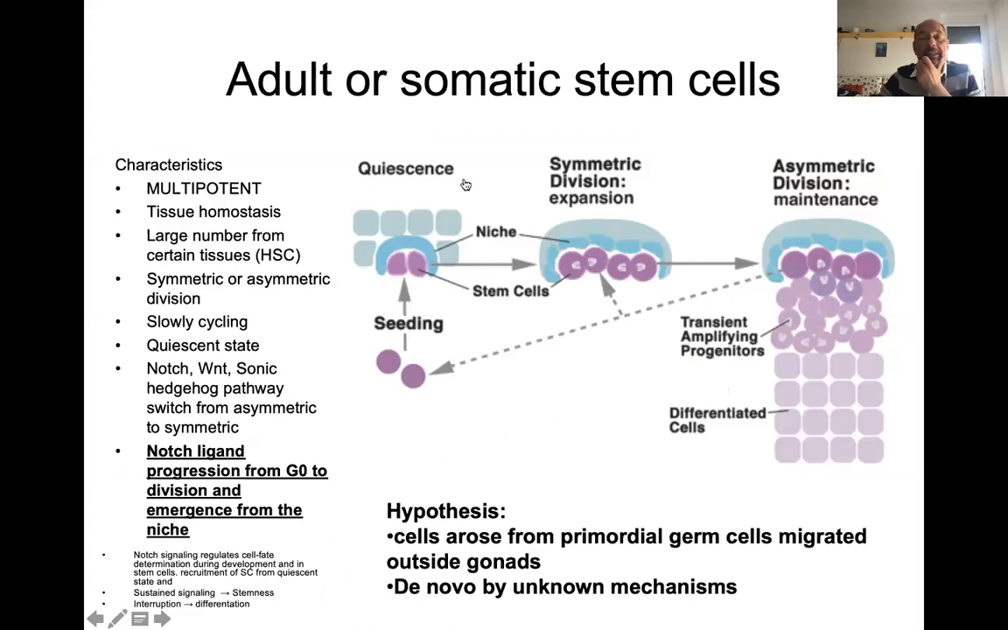Now, what are the adult or somatic stem cells, let's say our own stem cells? They are generally multipotent. They are responsible for tissue homeostasis. There are large numbers for some tissues. Typically, the large number of stem cells that we have are the hematopoietic stem cells, because we need a lot of blood cells. We generate a lot of blood cells, so we need a lot of hematopoietic stem cells.